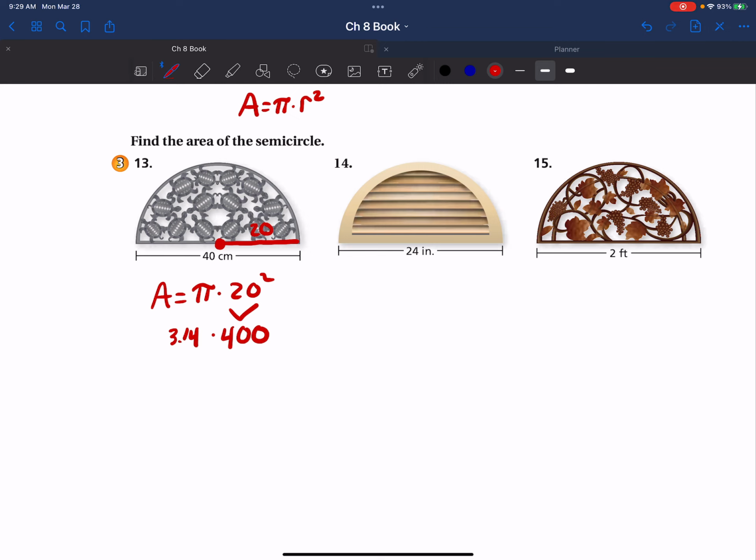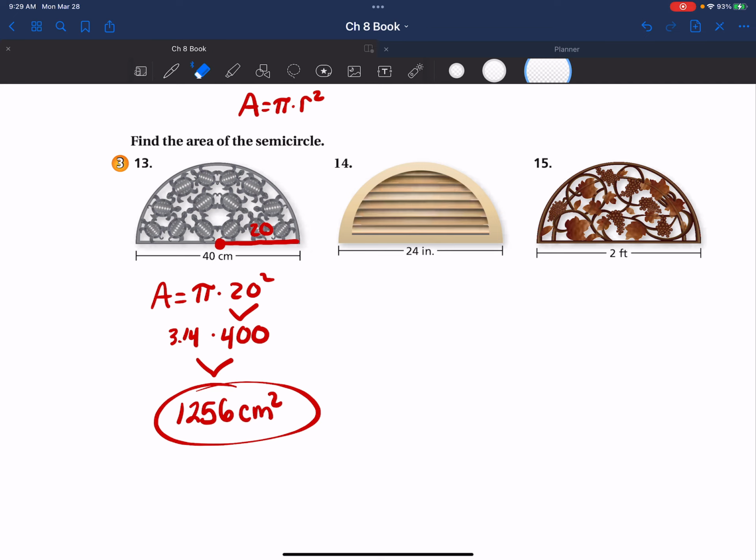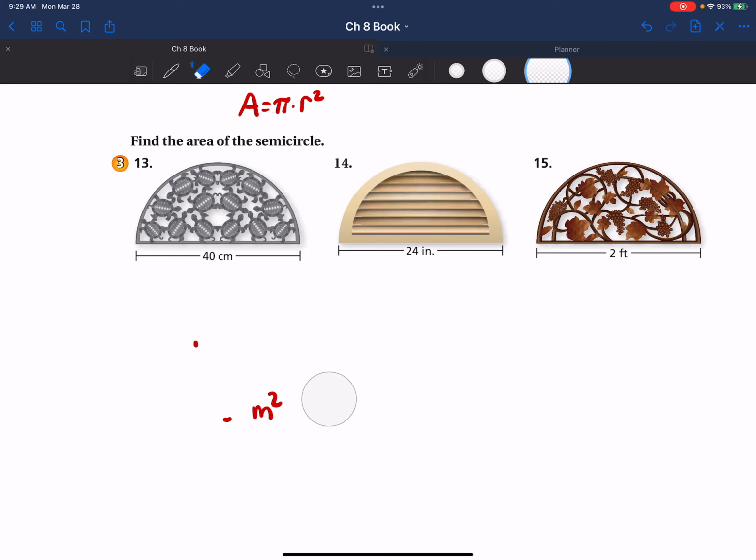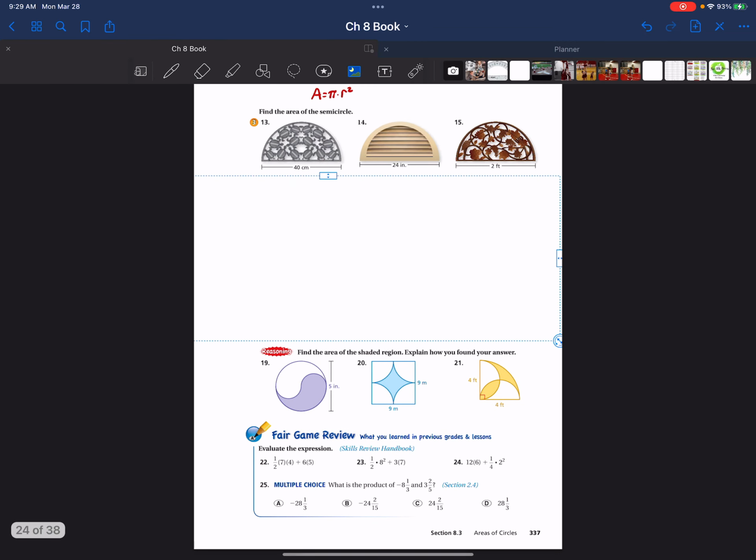So take 400 times 3.14. And you should have gotten 1,256 centimeters squared. Okay, so 13 and 14, those ones are for you. Just kind of like leave some blanks or circle them so you remember to go back. But I do want to go on and you guys try those two on your own.